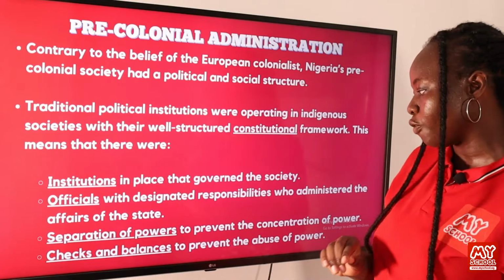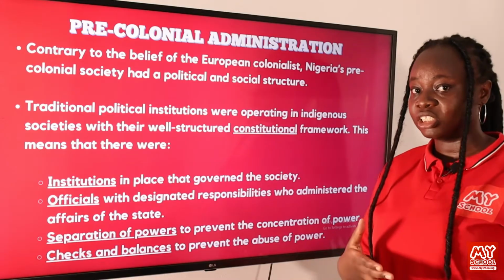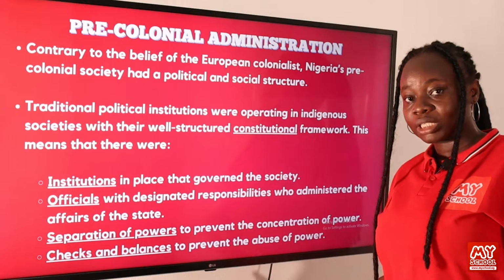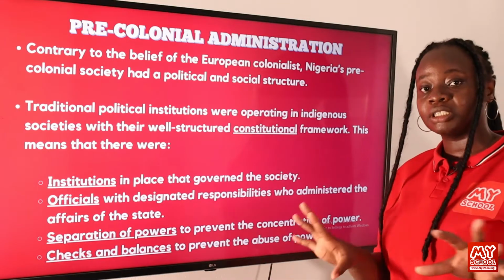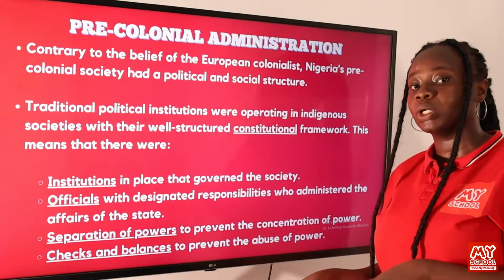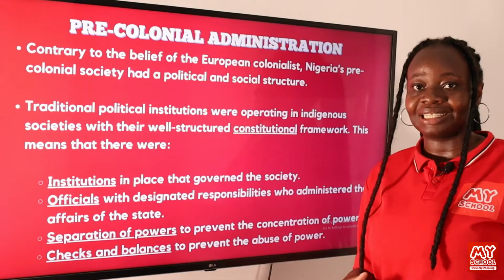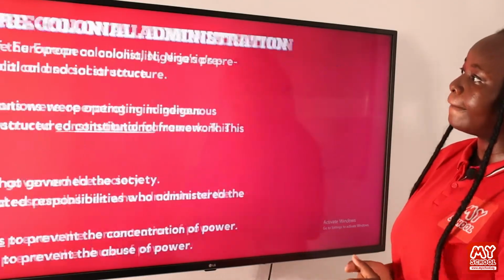There was also separation of power to prevent the concentration of power. So we talked about how we have legislative, executive, and judicial functions in this pre-colonial society. We also had checks and balances. Each of these different arms of government were checking on one another to ensure that there was no abuse of power. So all of these things were existent in pre-colonial society. Now let's move on to the next slide.